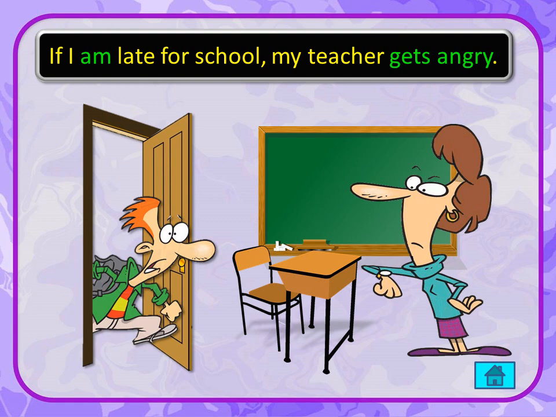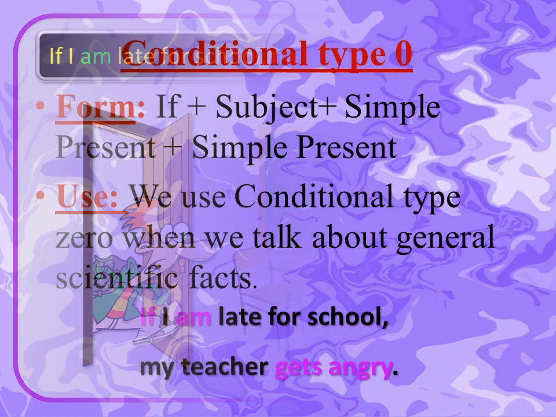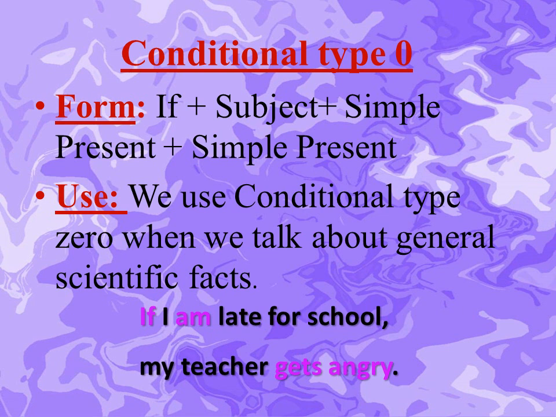And what do we mean by conditional type 0? We are talking about general and scientific facts. So what is the form of conditional type 0? How do we form conditional type 0? And when do we use it? So this is the form of conditional type 0. So if plus subject plus simple present plus simple present.